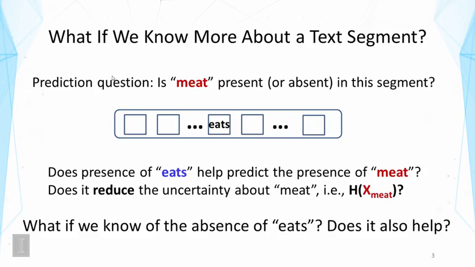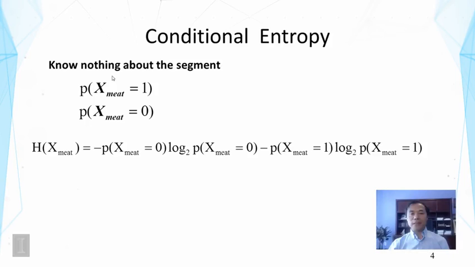We can also ask the question, what if we know of the absence of eats? Would that also help us predict the presence or absence of meat? So these questions can be addressed by using another concept called conditional entropy.